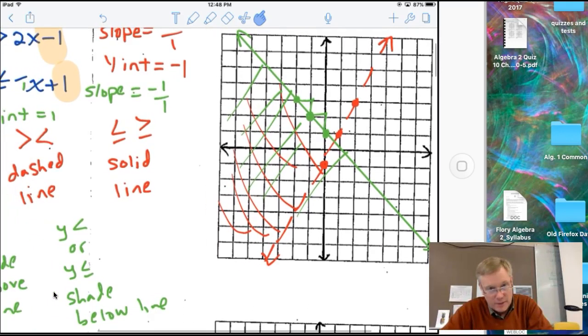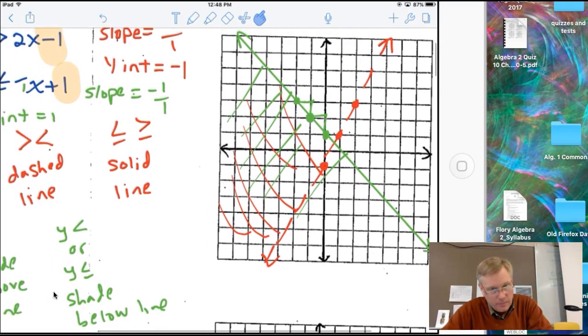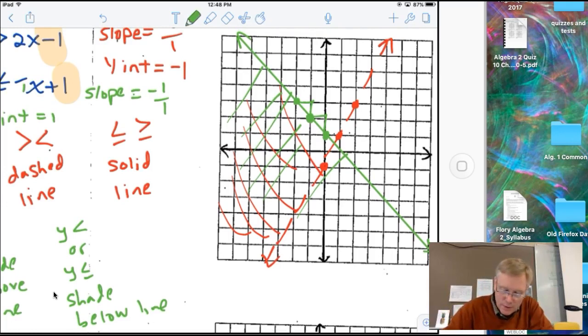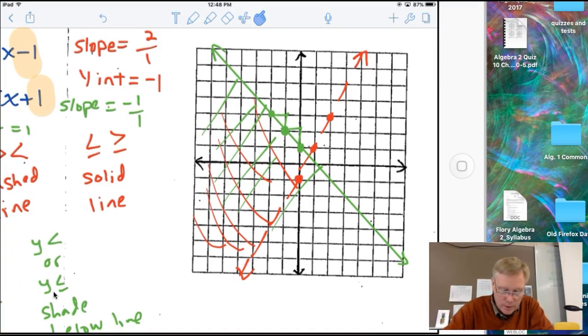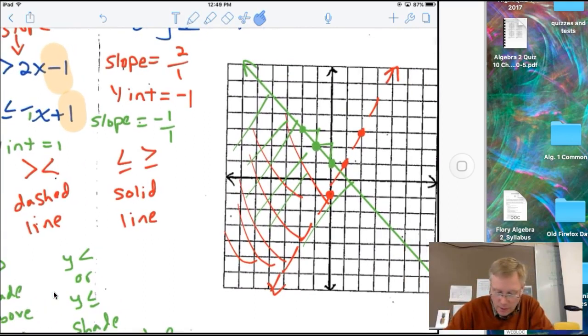You could also pick some test points and throw those in there. You could pick one side of the line and plug it in. I love using 0, 0. I'm not sure this is the best one to use 0, 0 for because that's really close to that line there. You can also do it with test points that way. I might use 1, 1 is pretty good in this case. That's another nice easy one.